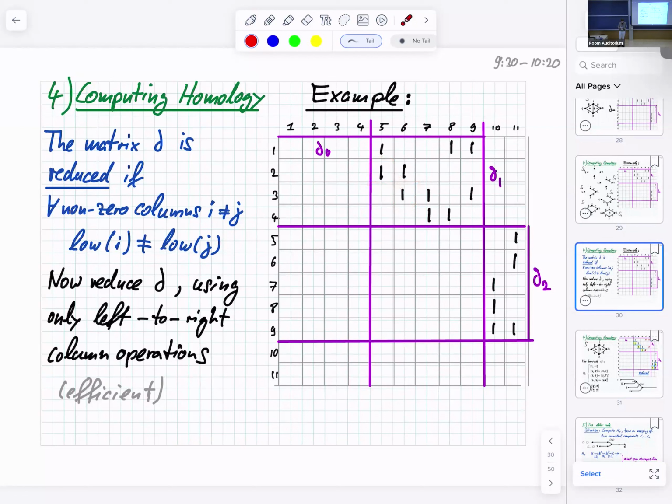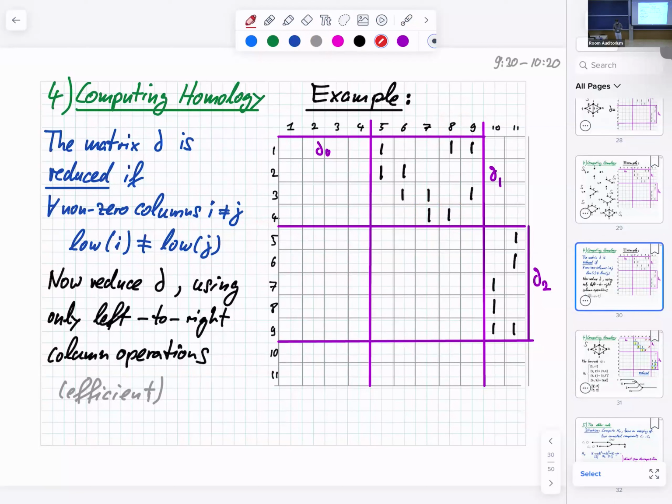I introduce column 7. The lowest entry is in a new row. Everything is fine. This is reduced. Good. So what happens when we introduce 8? You notice that 8 and 7 have the lowest entry in the same row. That's not good. We want to reduce it. So help me reduce it.